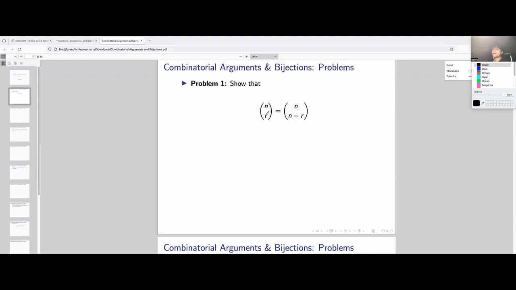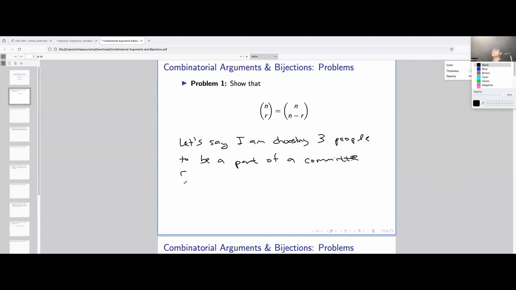So here's an idea. Instead of using n and r, I'll use a number. Let's say I am choosing 3 people to be a part of a committee from 10 people. So I can do this in 2 different ways.